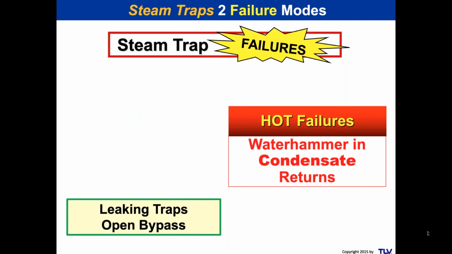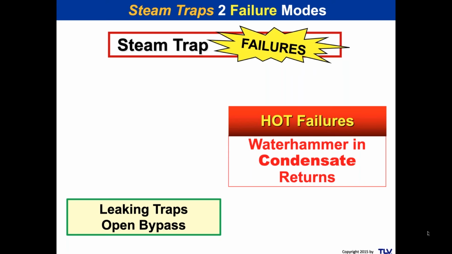What causes it? Well, leaking traps and open bypasses are the biggest causes that you can easily proactively fix. All you have to do is have a sustainable steam trap management program, a good way of identifying the condition of your traps, and a high priority proactive effort to fix leaking and blowing traps.